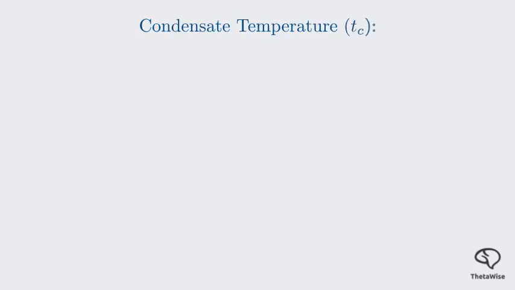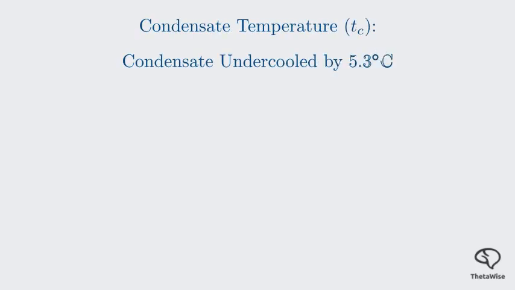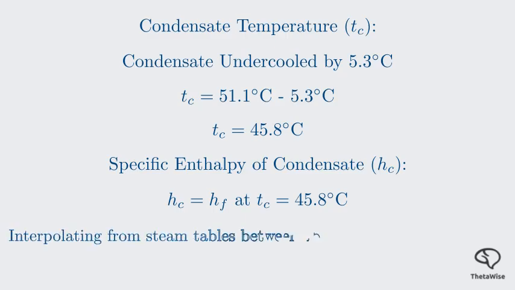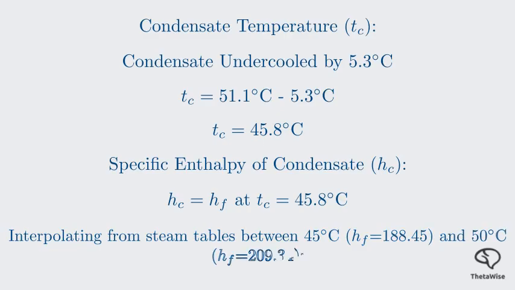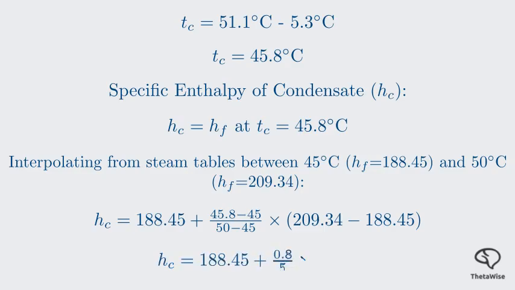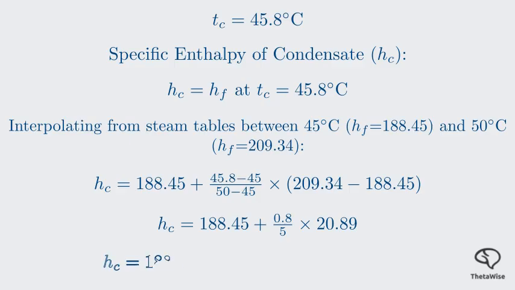Condensate temperature, T_C. Condensate undercooled by 5.3 degrees. T_C equals 51.1 minus 5.3, so T_C equals 45.8 degrees. Specific enthalpy of condensate, h_C, equals h_f at T_C, 45.8 degrees. Interpolating from steam tables between 45 degrees, h_f 188.45, and 50 degrees, h_f 209.34: h_C equals 188.45 plus 0.8 over 5 times 20.89, so h_C equals 188.45 plus 3.3424, which equals 191.7924 kJ/kg.